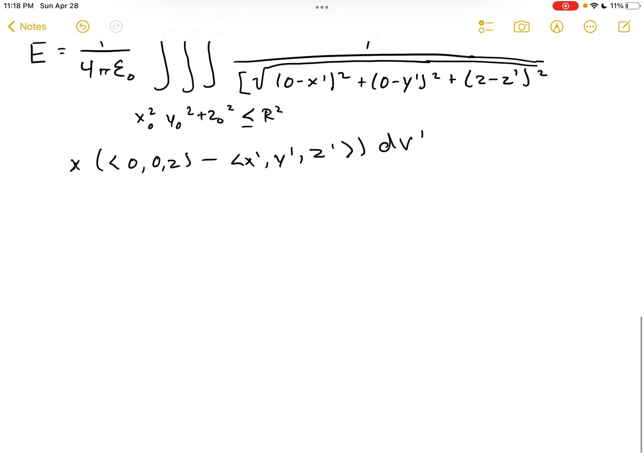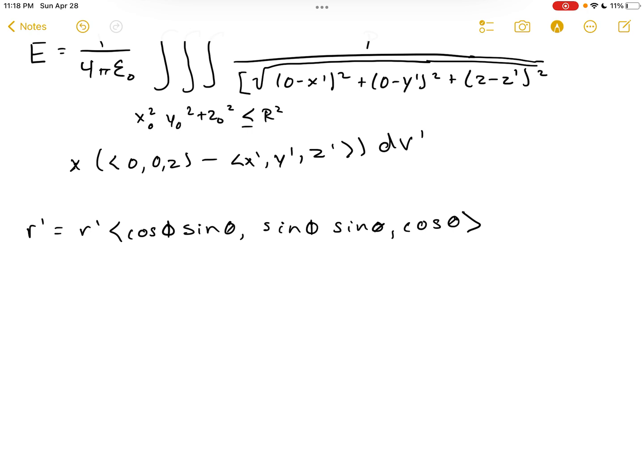Now we find r naught, which is equal to r cosine phi sine theta, sine phi sine theta, cosine phi. We put it in spherical coordinates, and we get 0.